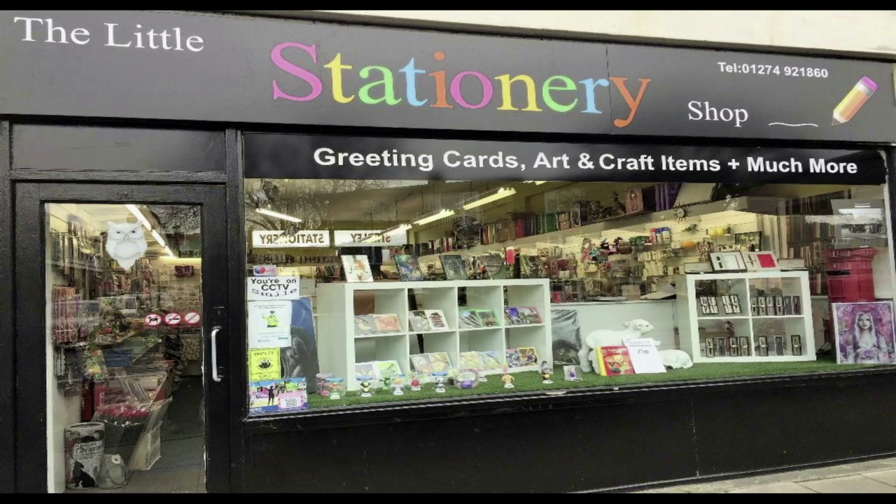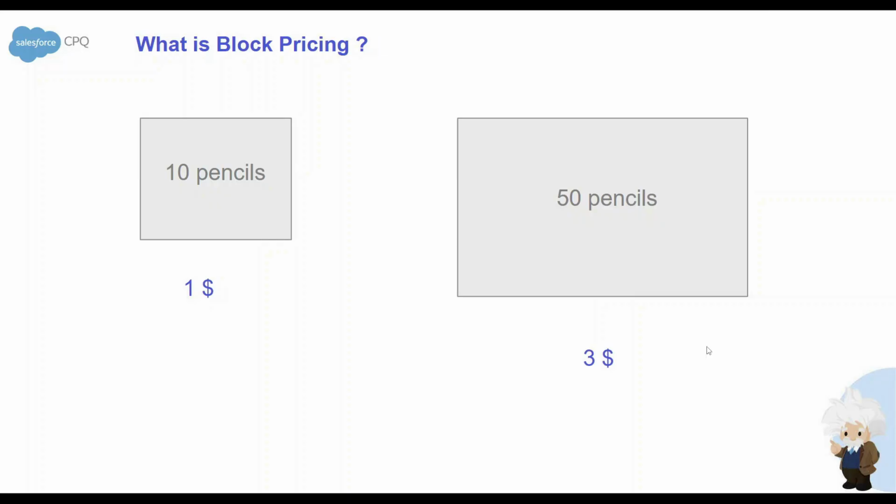Picture yourself owning a stationery store with two types of pencil boxes. One that can hold up to 10 pencils and one that can hold up to 50 pencils. Each box has a price, $1 for the small 10 pencil box and $3 for the big 50 pencil box. Now imagine your customer wants to buy 7 pencils.